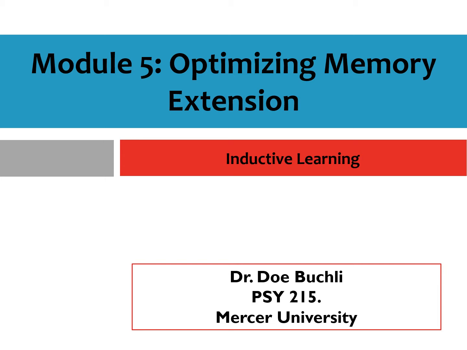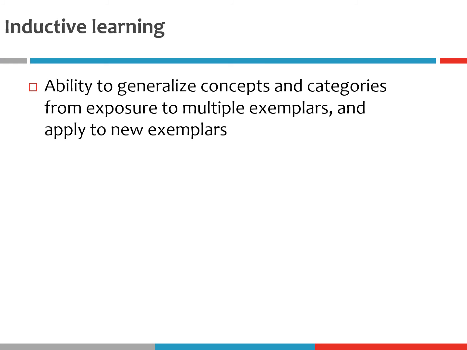In contrast, inductive learning is when you show people a bunch of examples or instances of a particular concept or category, and then the test is whether or not they can categorize new information. Another way to say that is inductive learning refers to the ability to generalize concepts and categories from exposure to multiple exemplars and apply them to new exemplars. That's just a very complicated way of saying I show you a bunch of something, and then you have to decide later on whether a new example is an example of that category or not.